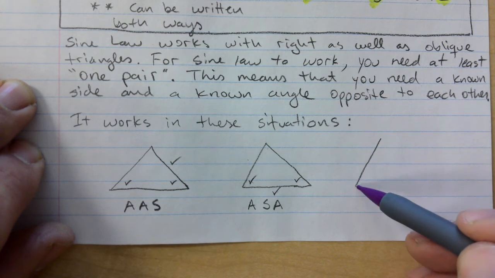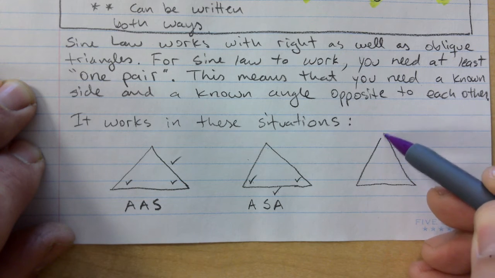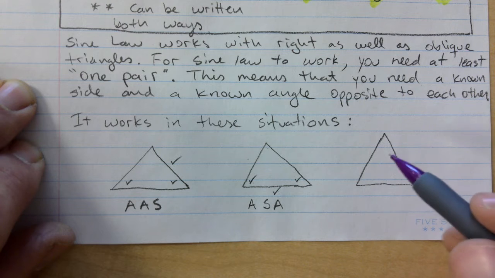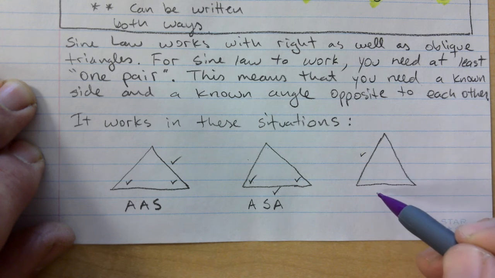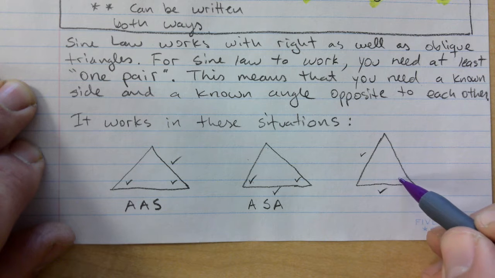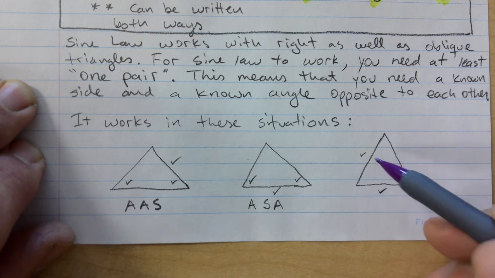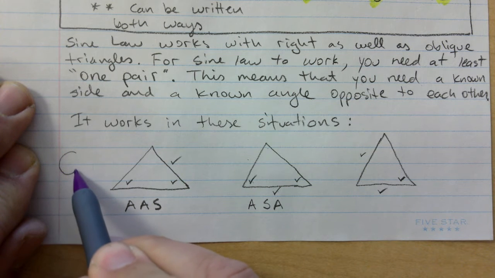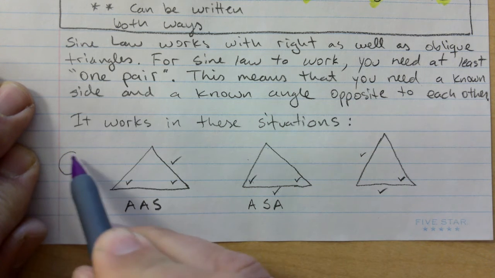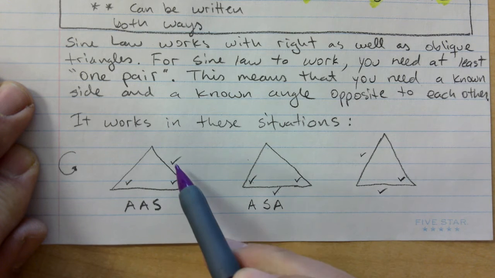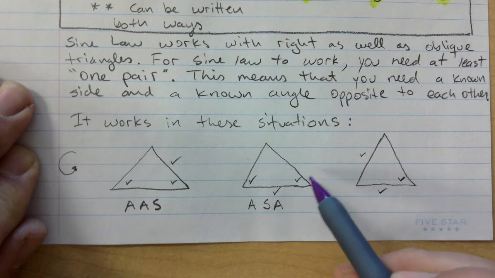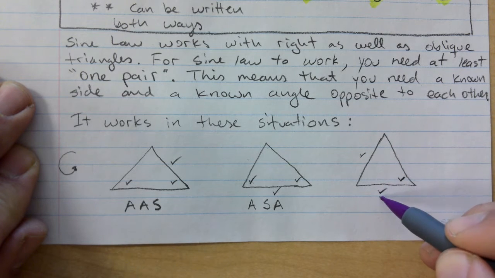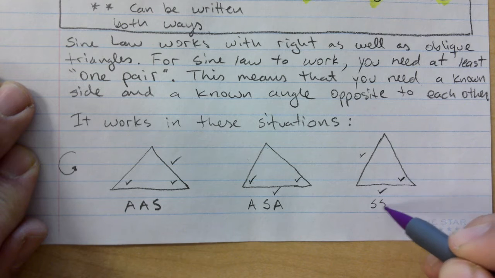And the last case would be you knowing two sides and one angle. So I read all of these counterclockwise, right? So angle, angle, side, angle, side, angle. And here would be side, side, angle.